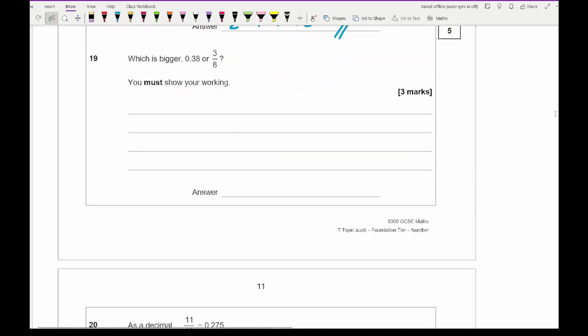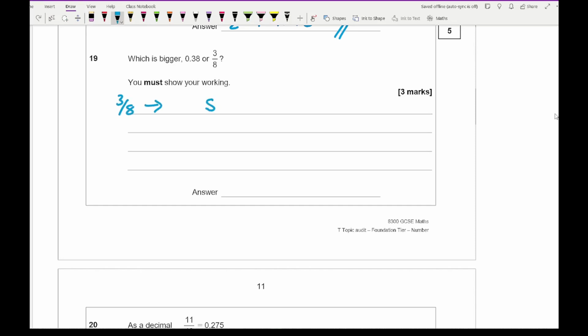Moving on to question 19, it says, which is bigger, 0.38 or 3/8? Now for this, what you want to do when you're comparing decimals and fractions, you want to convert them so they're both the same. So you can either convert 0.38 as a fraction, or you convert 3/8 into a decimal. Now for this, I'm going to go for 3/8 into a decimal.